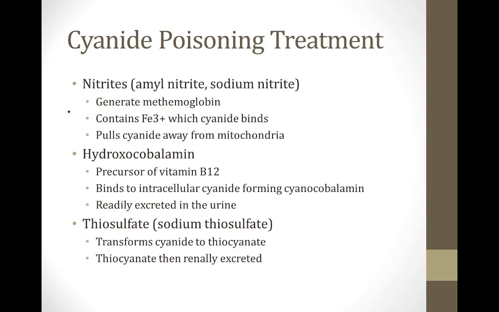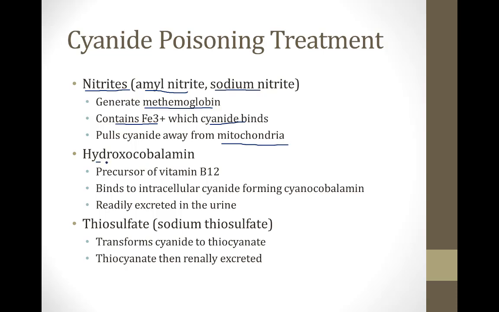The reason I mentioned this in the hemoglobin video is because there's a component of treating cyanide poisoning that involves hemoglobin. Cyanide poisoning can be treated with nitrites like amyl nitrite and sodium nitrite. These compounds generate methemoglobin, which, as we have discussed, contains Fe3+ iron, which binds the cyanide. This pulls cyanide away from mitochondria and allows some oxidative phosphorylation to begin while the cyanide is washed out of the body.